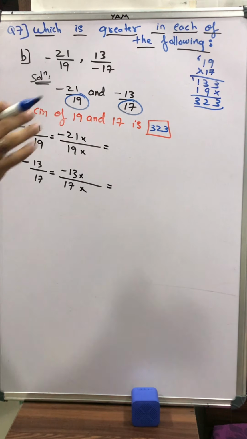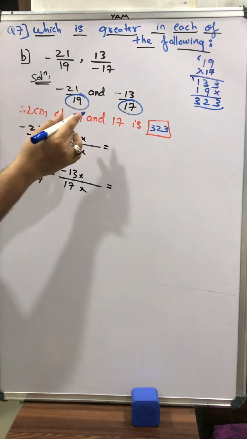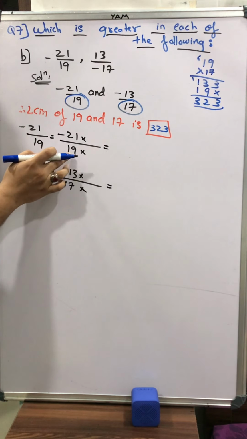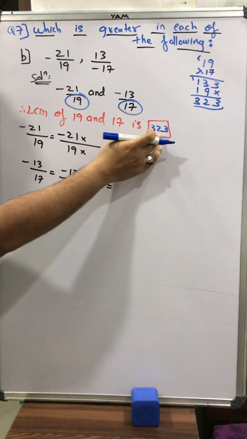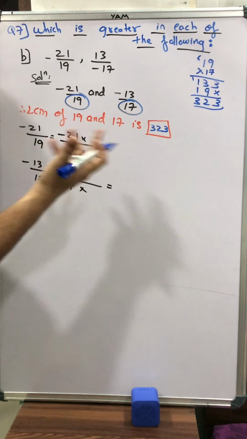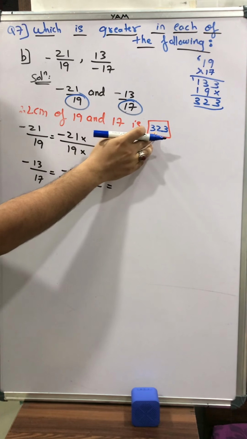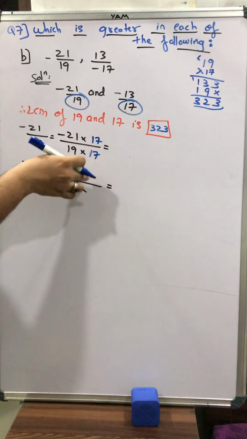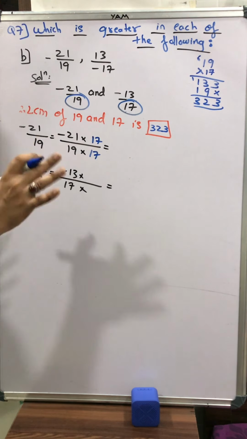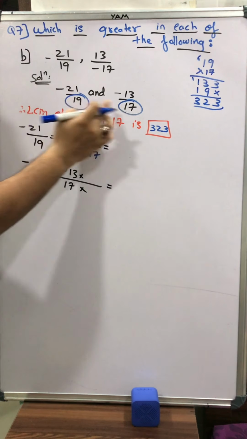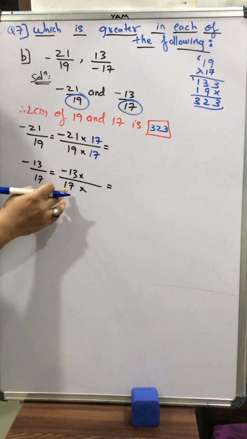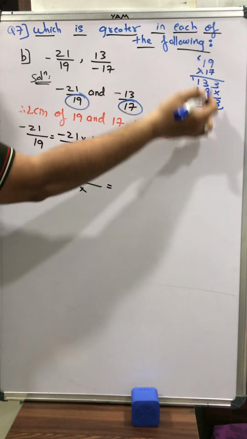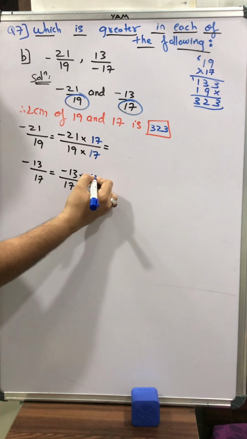Now tell me students, there is no rocket science over here. What should I multiply with 19 to get my LCM 323? I should multiply 17. So 17 here and above also, both should be multiplied with the same number. We are not bothered now with the numerator. We just have to make the denominators the same. Now what should I multiply with 17 to get my LCM 323? 17 when multiplied with 19 gives 323. So multiply with 19.